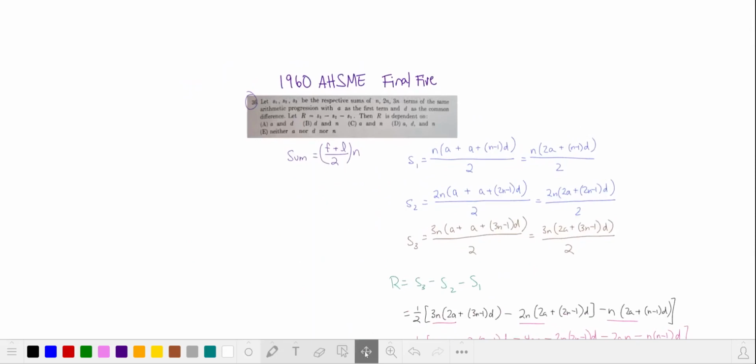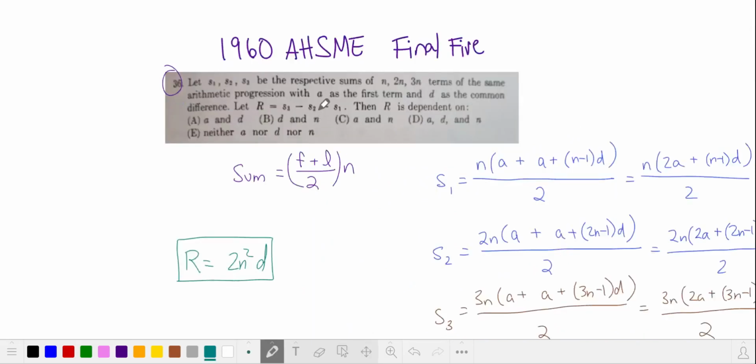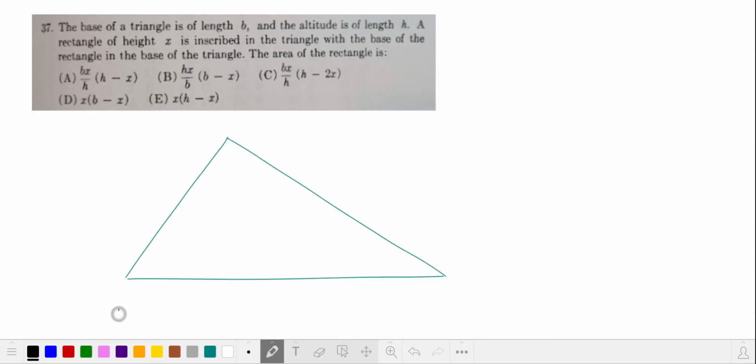Returning to our problem statement, we see that r only depends on d and n, so our answer is option B. Let's go on to the next final 5, problem number 37. We'll start by drawing a triangle and labeling the lengths of the base and the height.